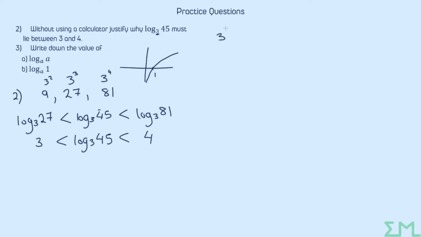Good. Okay, question 3. This is a fairly easy one, because this is just making sure that we remember our laws. Log base a of a on its own does just have a power of 1. What power of a gives us a? 1. Part B, log base a of 1. Well, what power of a gives us 1? We know that anything to the power of 0 is 1, therefore the answer to that is just 0. Excellent.